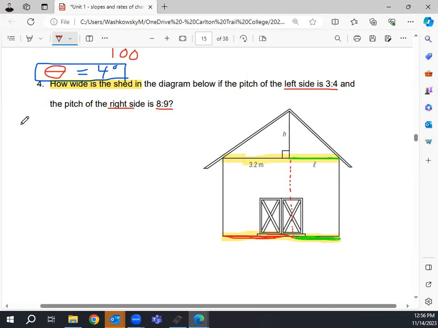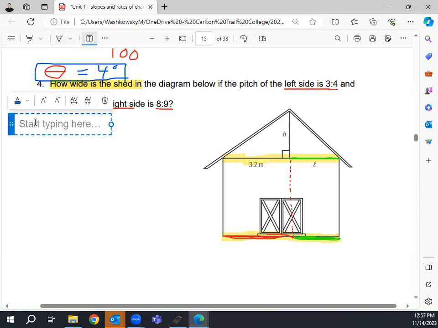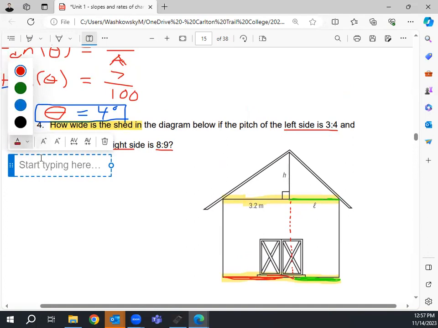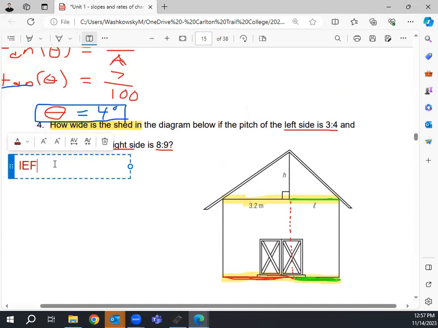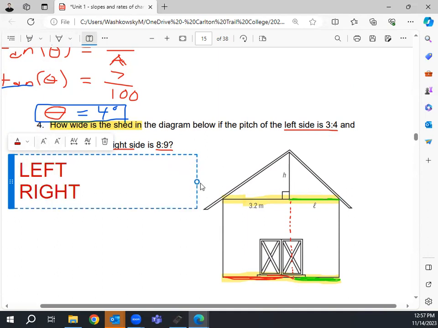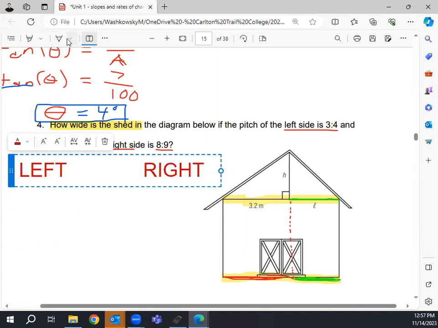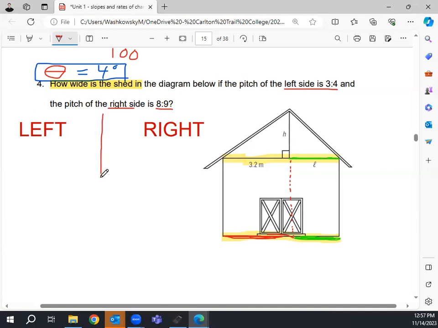First off, we're going to set this up in a way that we're probably used to. I'm going to split this up into left and right. Let's make this bigger. I'm going to put a line right down the middle. When I'm talking about the left side, this is the left side of the roof, right? This is the right side of the roof.